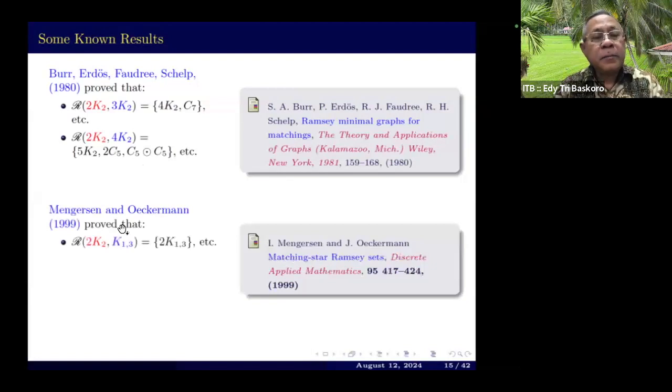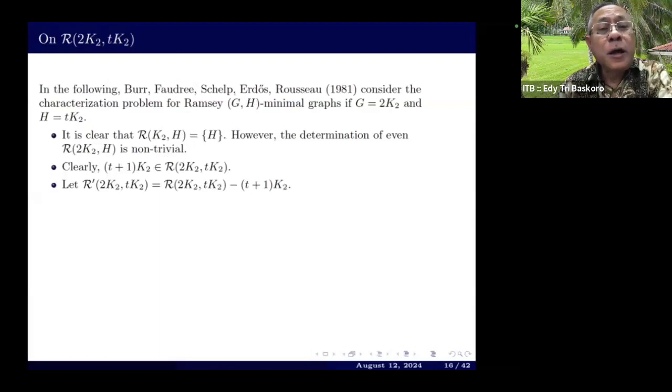And then Mengersen and Oeckermann proved that (2K2, K13) consists of only one singleton graph. This is 2K13. In general, Burr, Faudree, Schelp, and Erdős in 1981 were able to characterize all Ramsey (2K2, TK2) minimal graphs as follows.